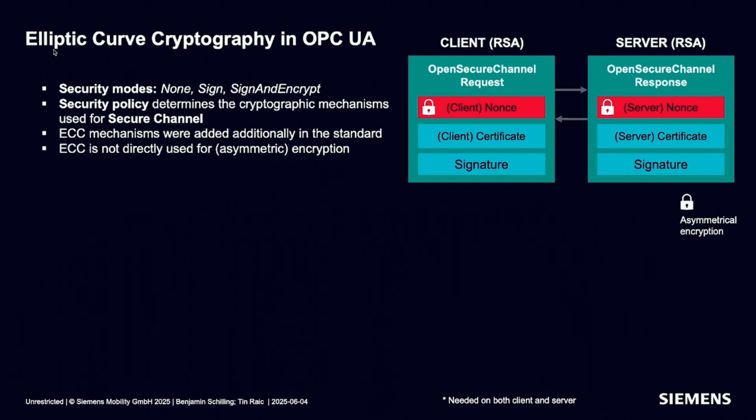So we have a client and the server. This is a RSA policy-based opening of a secure channel. We have the open secure channel message. Client sends request, server returns the response. How it works, a client generates a random number called nonce and protects it, encrypts it with server's public key. It also signs the message and includes its own certificate. It sends that to the server.